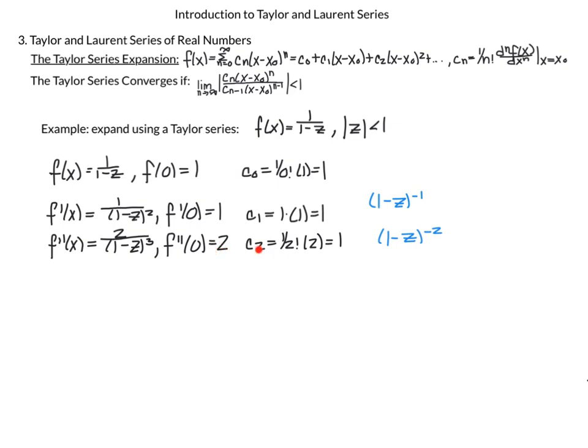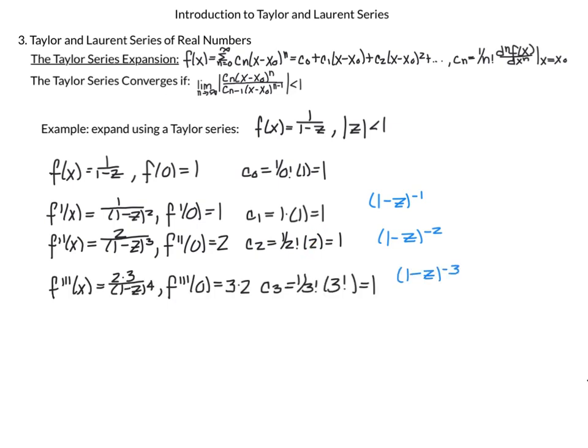And my c2 coefficient is going to be 1 over n factorial, in this case n is 2, so 1 over 2 factorial times the second derivative evaluated at x naught. The second derivative evaluated at x naught is 2. So here the 2 factorial cancels with this 2, and I'm left with 1. I'm going to rewrite this as 2 times 1 minus z to the negative 3. So when I take the derivative, I'm going to get the negative 3 times 2, and then because the derivative of what's inside is negative, that'll cancel my negative, over 1 minus z to the 4th.